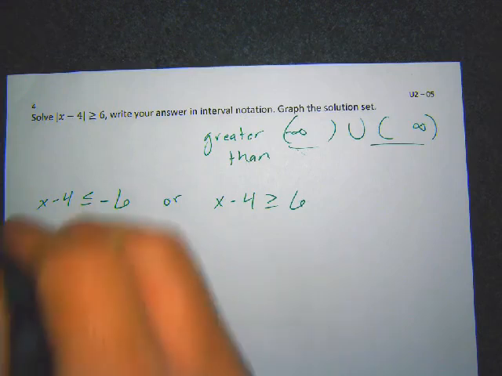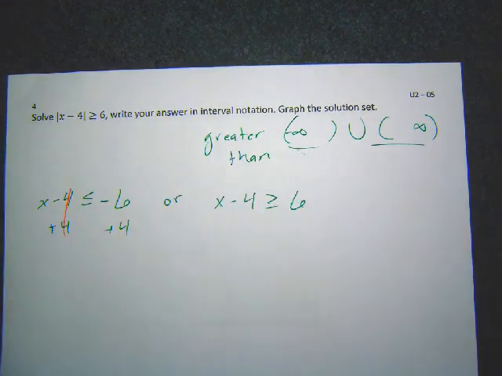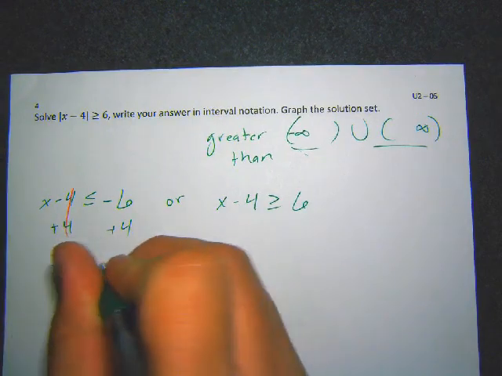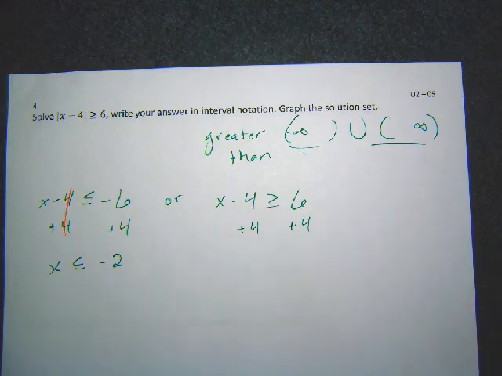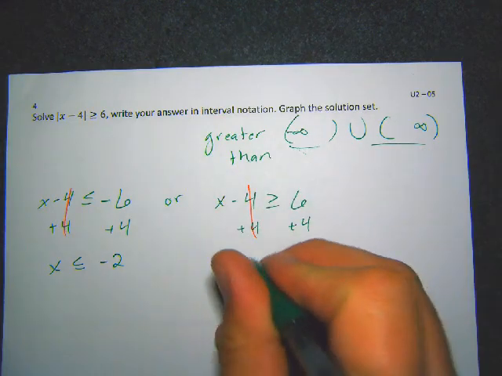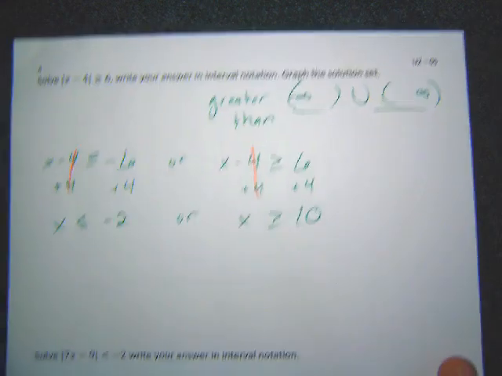We're going to solve them, so I'm going to add 4 to both sides. Get rid of this minus 4. So we get x is less than or equal to -2. Here I'm going to add 4 to both sides. Get rid of this thing, so I get x is greater than or equal to 10. So we've got the two pieces like that.